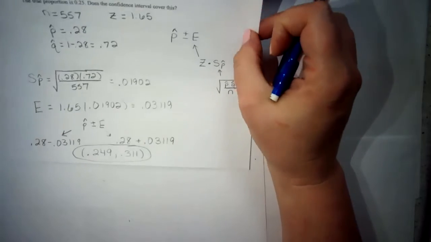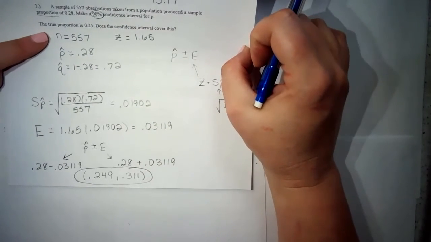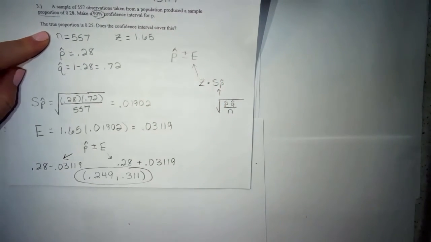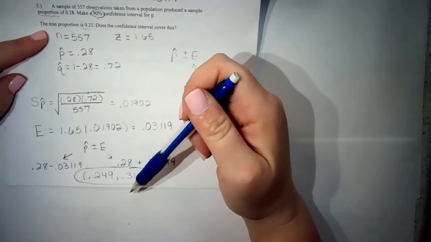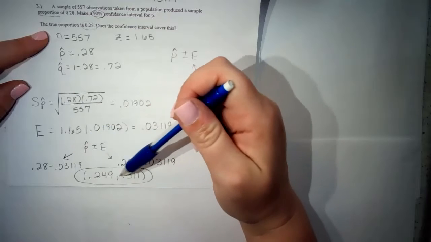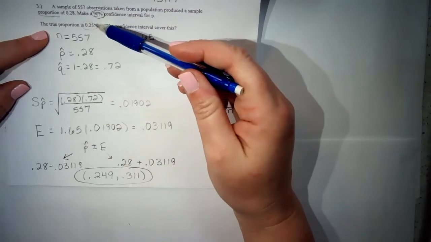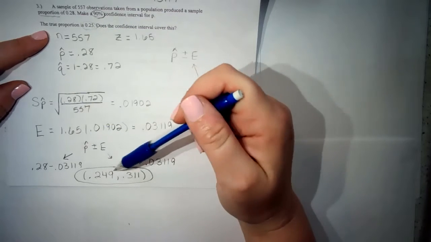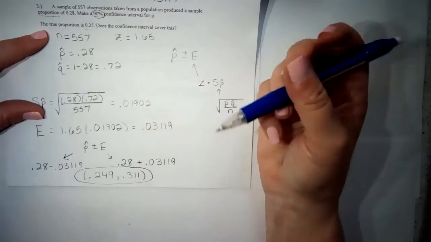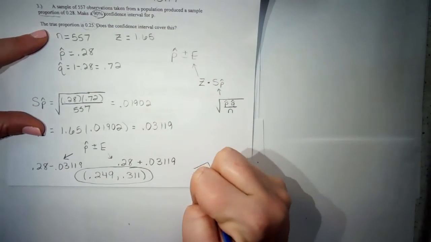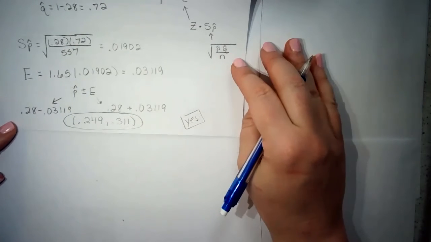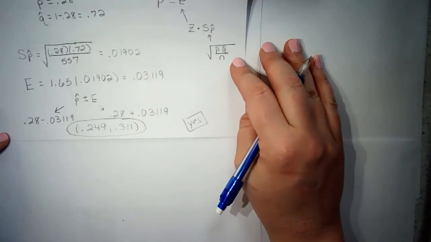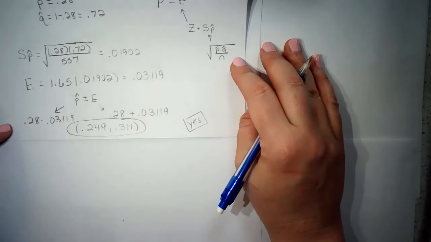Okay, the second part of this question says the true proportion, not the sample proportion, is 0.25. Does the confidence interval cover this? All it's asking you is, this was just an estimate. Does the real answer, the true proportion, fall between these two numbers? Yeah, it does. So we would put yes. Now, if it didn't, you just put no. That's perfectly fine. It's an estimate. Sometimes it works, sometimes it doesn't. So it's not like any shame on your family. It's just you put no and you're good. Okay.